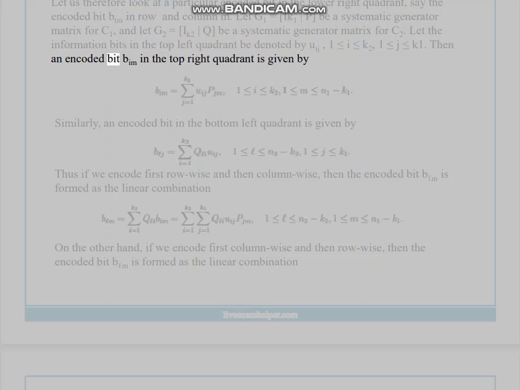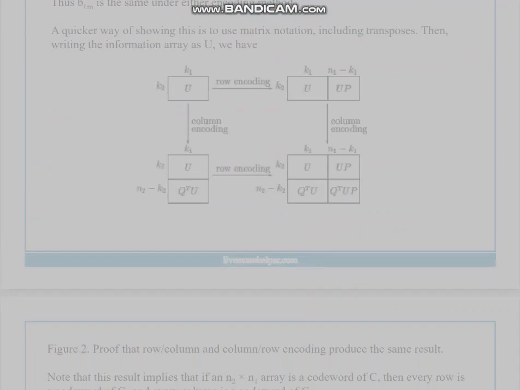Then an encoded bit b_im in the top right quadrant is given by... Similarly, an encoded bit in the bottom left quadrant is given by... Thus, if we encode first row-wise and then column-wise, then the encoded bit B_TM is formed as the linear combination... On the other hand, if we encode first column-wise and then row-wise, then the encoded bit B_TM is formed as the linear combination... Thus, B_TM is the same under either encoding method.